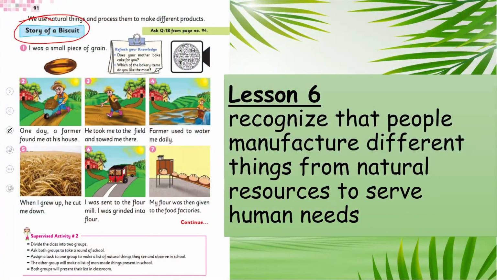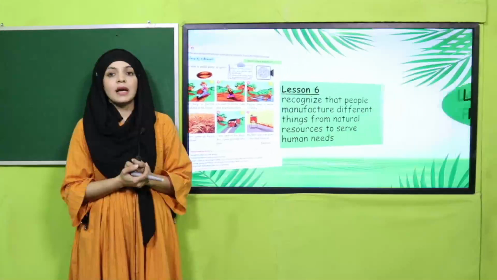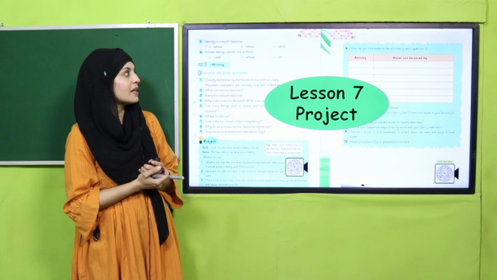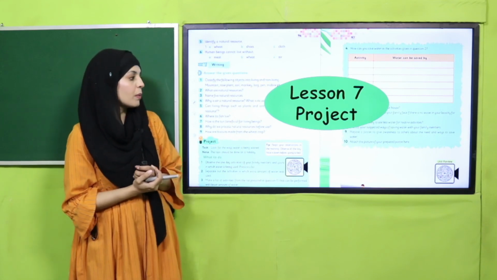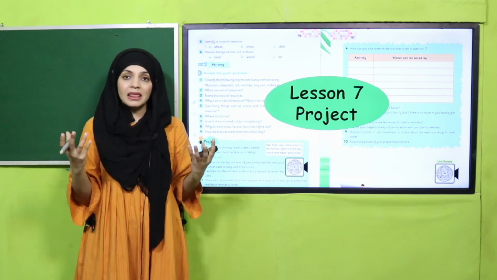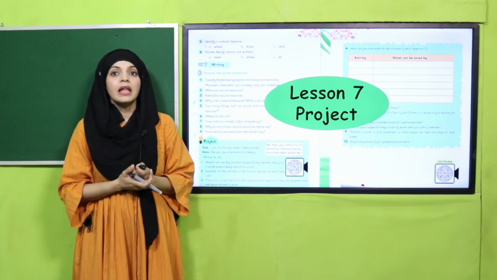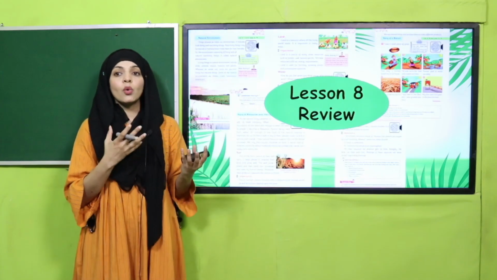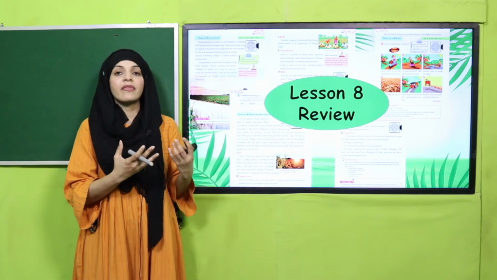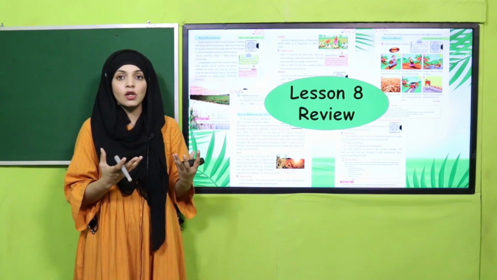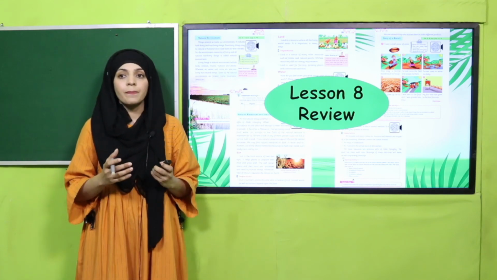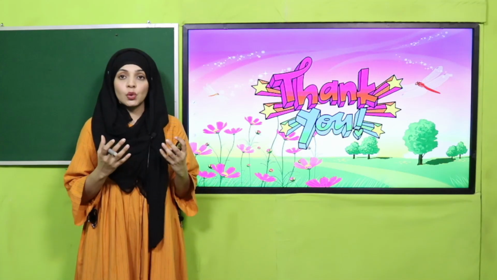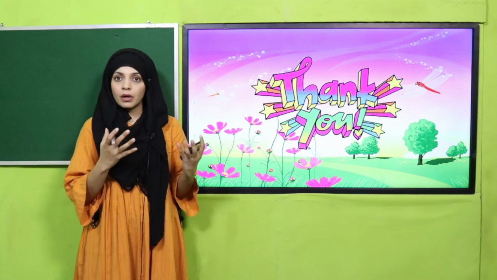Then we will move forward towards lesson number 7, and it will be a project. The project is given on page number 96 and 97, and we will perform a really healthy activity in this project. Then we will move forward towards lesson number 8, which will be a review of all the pages, and then we will have an assessment, an evaluation, by the end of the lesson. You will learn very healthy and different things in this unit. I hope we will learn very good things.